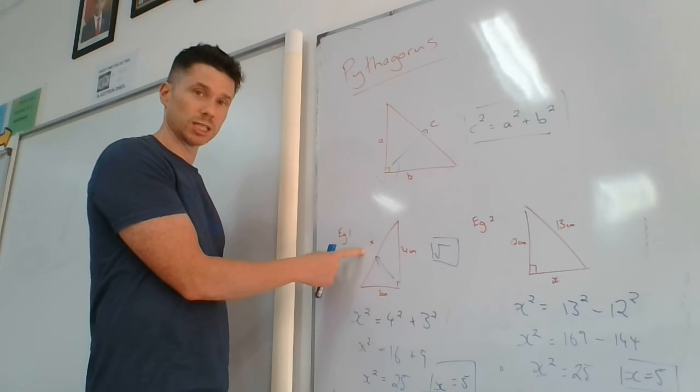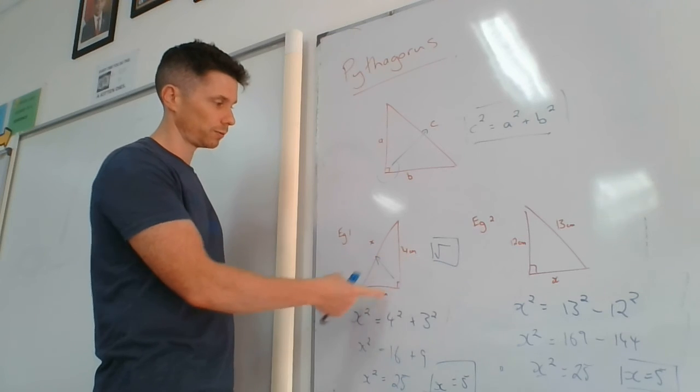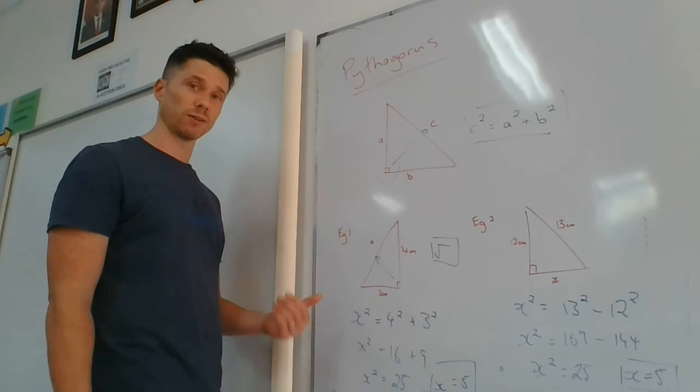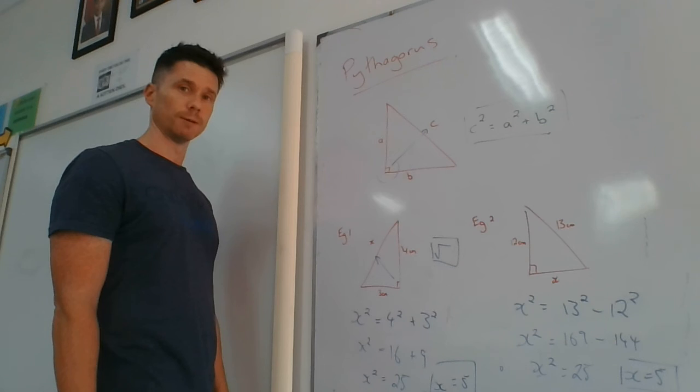This also would make sense to be 5 because it's the biggest side. It's bigger than 4 and 3. Just make sure you check your final answer that it works out that way.